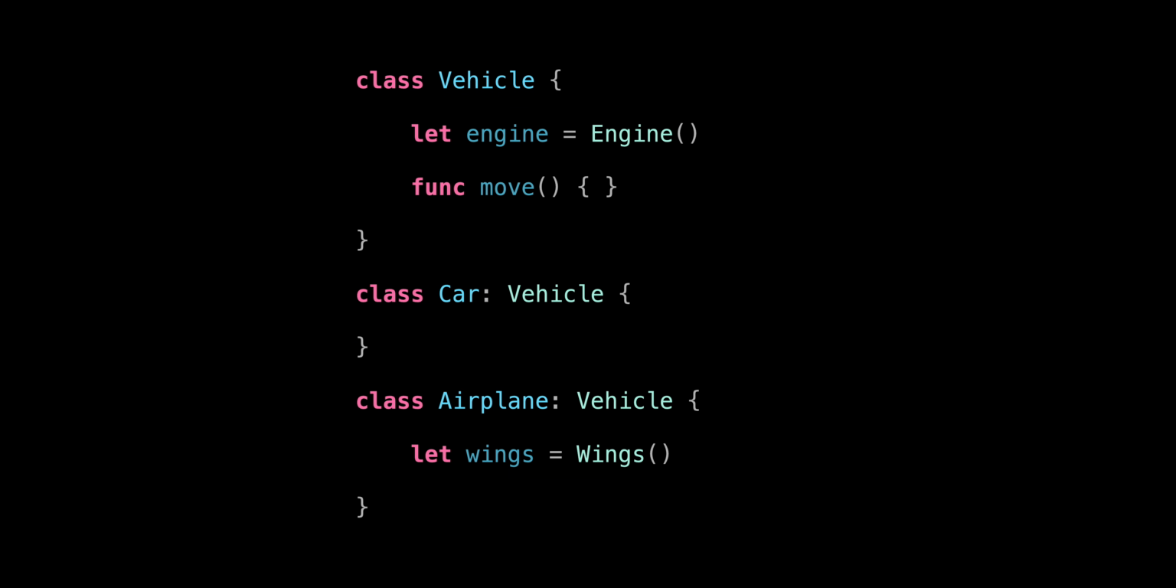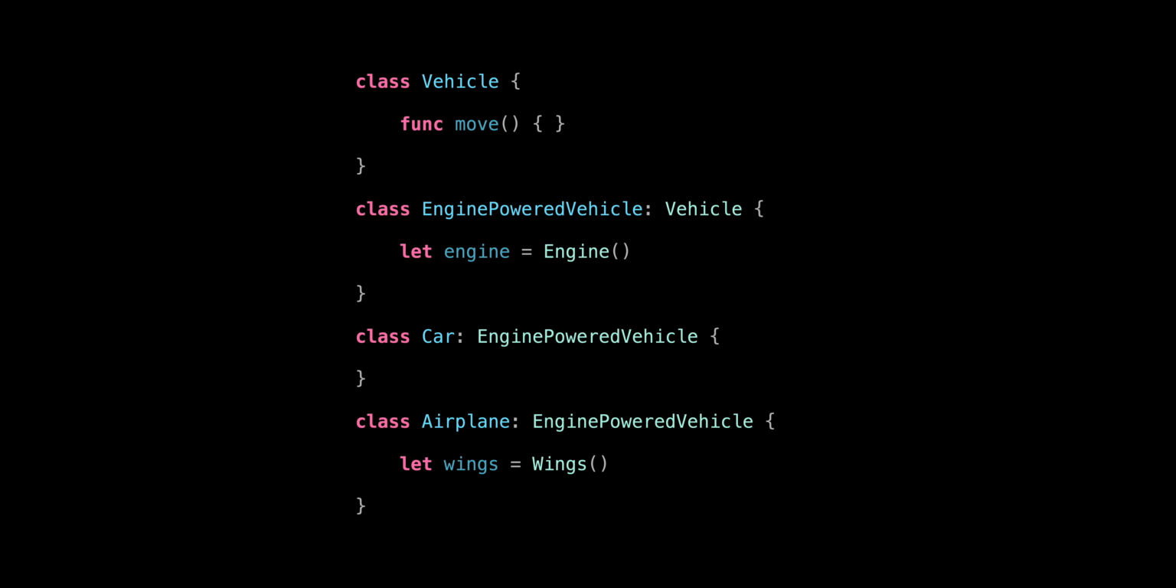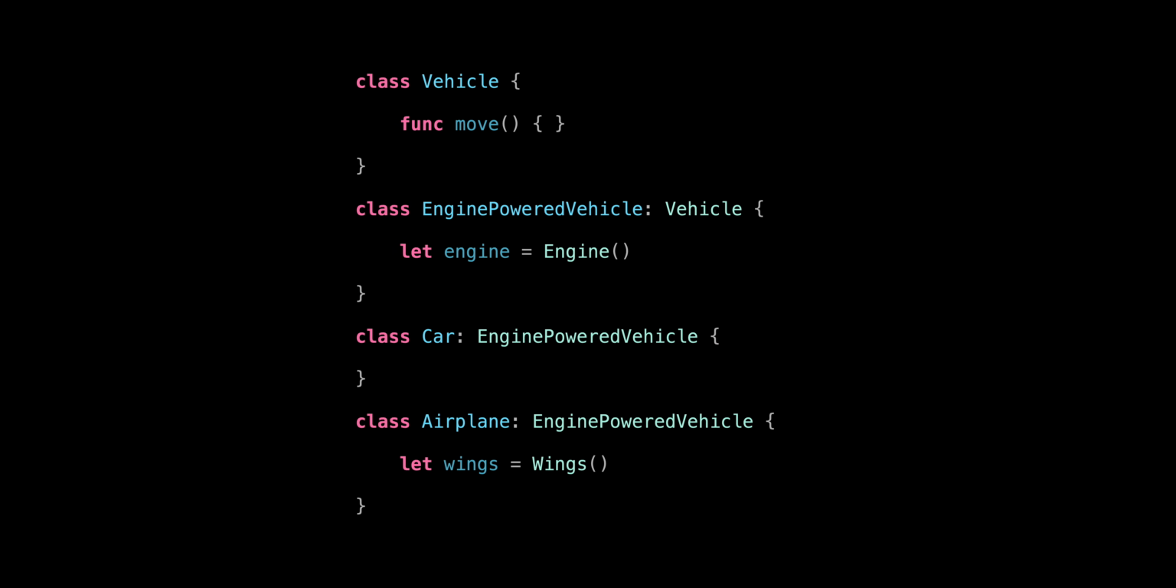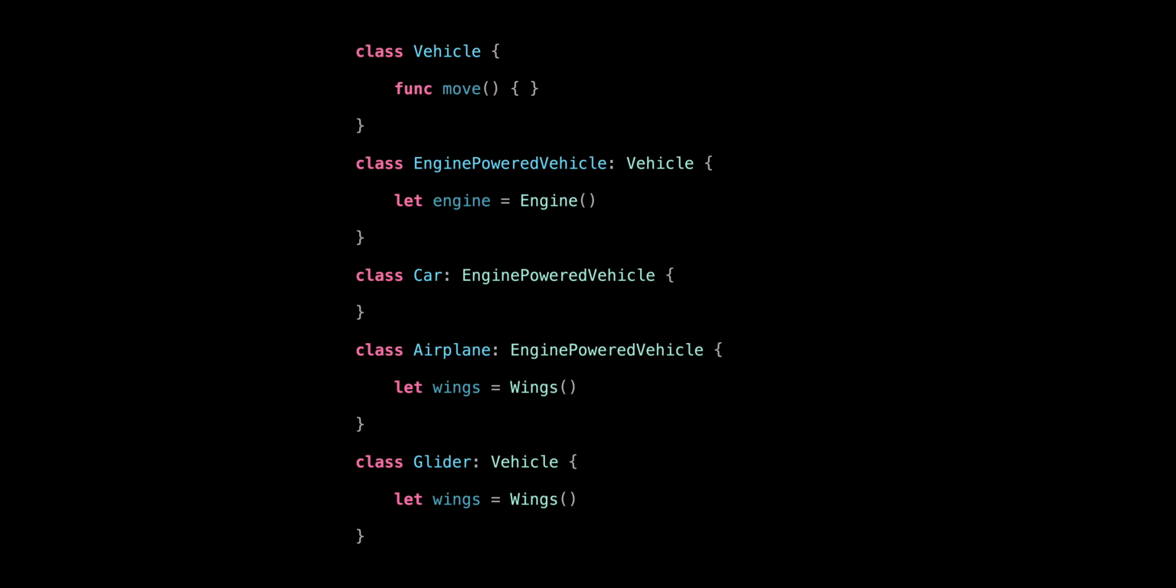If you want to get around this, you might come up with a different classification. For example, you might declare engine-powered vehicle as a subclass of the regular vehicle. In that case, the car and airplane could finally inherit the engine. But where would you then put the glider class? Since it doesn't have an engine, it can only inherit from vehicle. But this hierarchy means that gliders and airplanes aren't related that much.